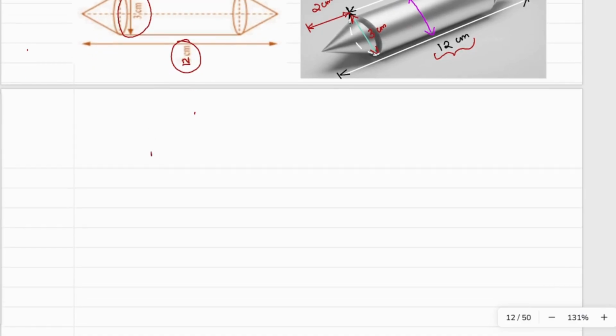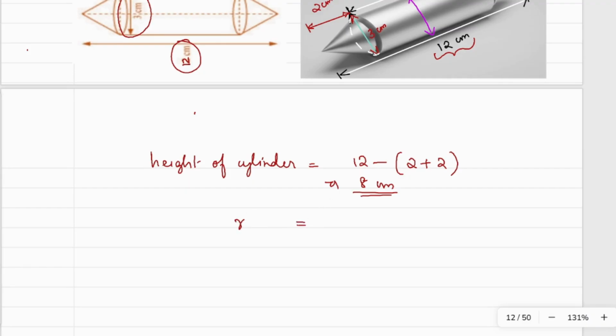So, what is the height of the cylinder? Height of cylinder equal to how much? From the 12 we will have to reduce the height of the cone. How many such cones are there? 2 cones, that is 2 plus 2, which is equal to 12 minus 4, which is equal to 8 centimeter. Thus we got the cylinder's height as 8 centimeter, and radius equal to how much? Diameter is given as 3 centimeter. Therefore radius equal to 3 by 2 centimeter.